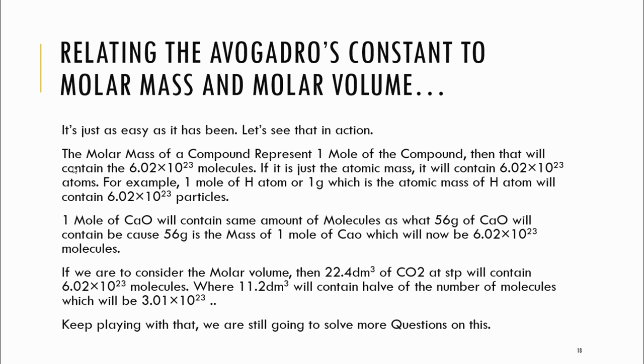So 1 mole of CaO will contain the same amount of molecules as 56 grams of CaO. That's normal, right? Because 1 mole is also 56 grams for CaO. That means 56 grams of CaO will contain 6.02 times 10 to the power of 23 molecules here too, not atoms. If it is atoms, you have to multiply it by 2 because there are 2 atoms in CaO.